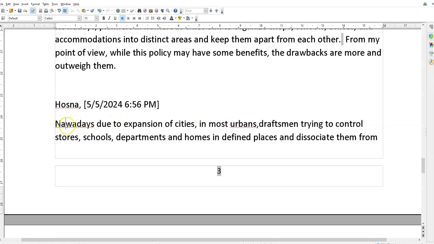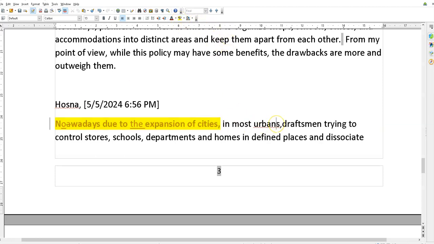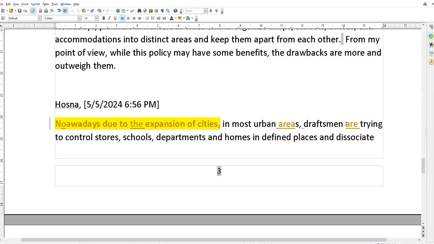Nowadays, due to, again, it doesn't say that. Where does it say that? It doesn't say that. In most urban areas or cities. Draftsmen are not planners. It's not the same thing. Watch your paraphrasing. That's not the same. Trying to nowadays, what's draftsmen? Planners are trying. Right.